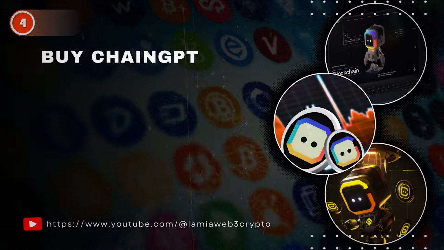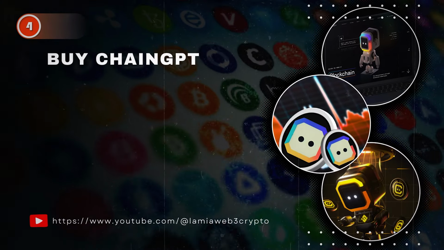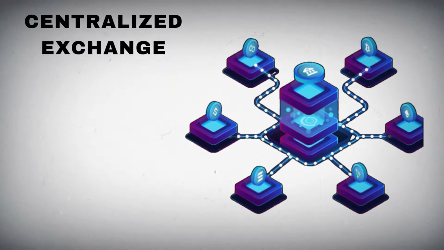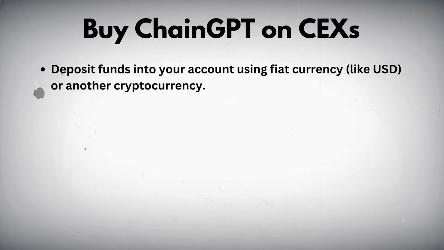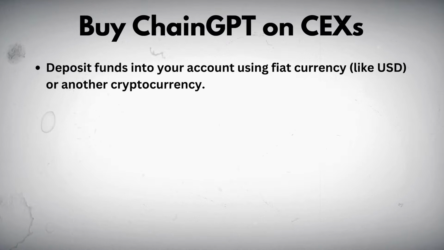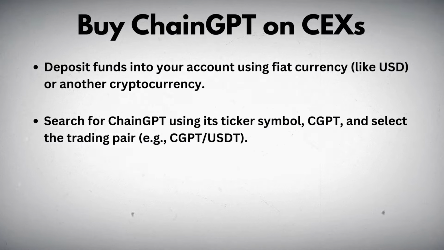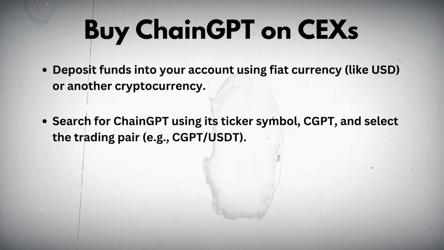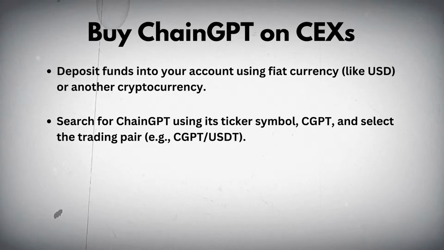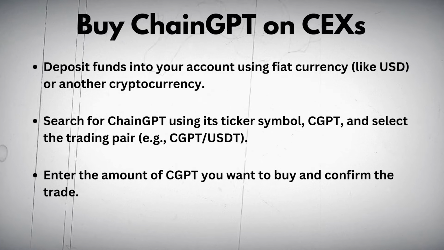Step number 4, buy ChainGPT. Here's how to buy ChainGPT on both centralized and decentralized exchanges. On a centralized exchange, for example Binance or Bybit: 1, deposit funds into the account using fiat currency like USD or GBP or another cryptocurrency. 2, search for ChainGPT using its ticker symbol CGPT and select the trading pair, for example CGPT/USDT. And 3, enter the amount of CGPT you want to buy and confirm the trade.